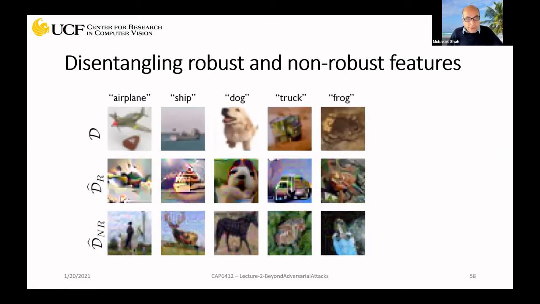So if you do that, these are the robust data set from the robust classifier. And if you do the same process for the non-robust, it looks like that.